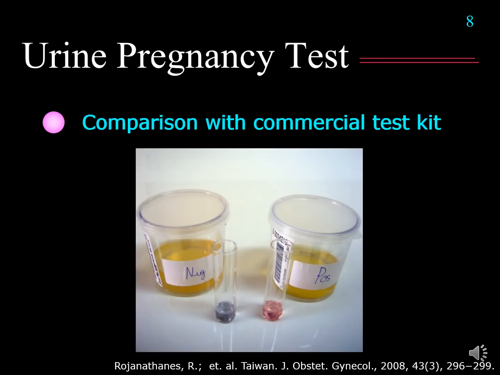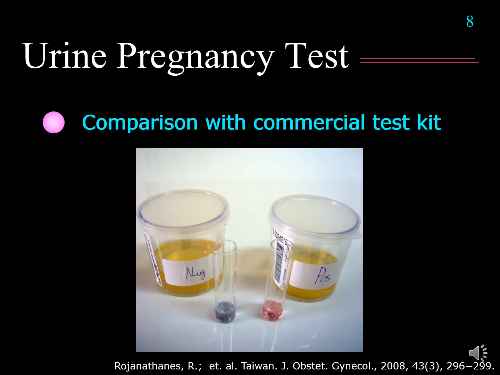So we can start to use it for diagnostics or as a kind of sensor. The first work on the application of gold nanoparticles as a sensor that was done here in my group is actually the urine pregnancy test, compared with the commercial test kit.